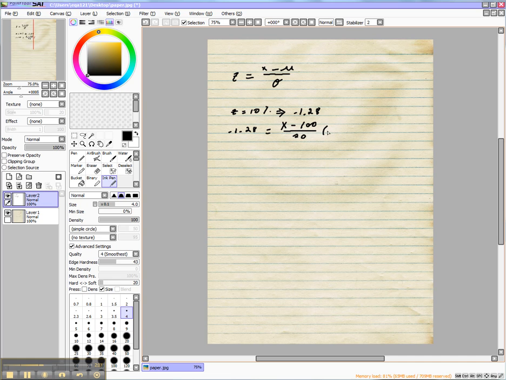What we have to do is multiply both sides by 20, and what that does is it cancels out the denominator here. So what you're left with is negative 1.28 times 20 equals x minus 100. Now how do we continue to isolate x? Well, we add 100 to both sides, which will cancel that out. So what is x? X is equal to this whole thing.